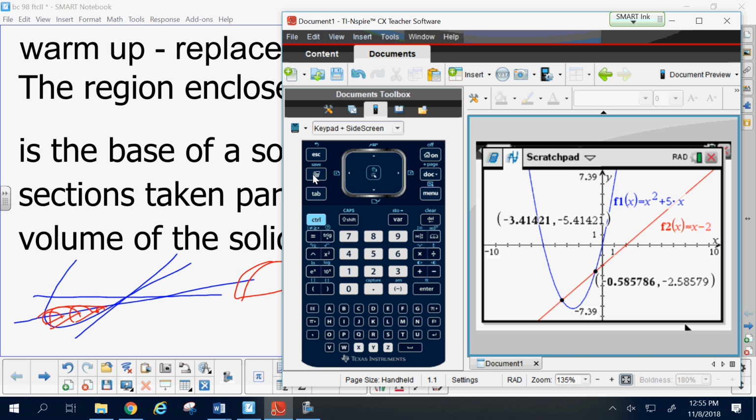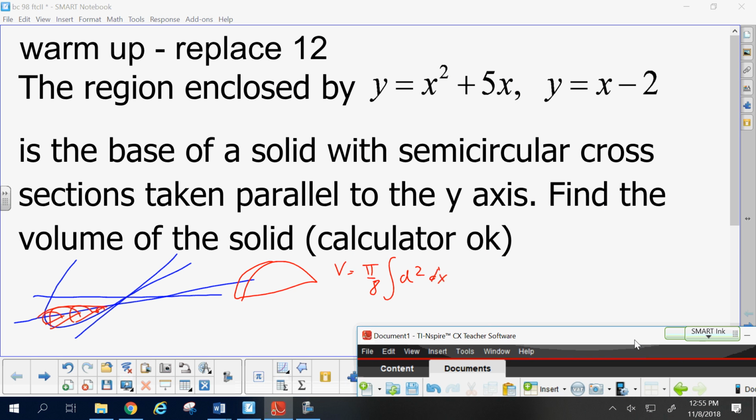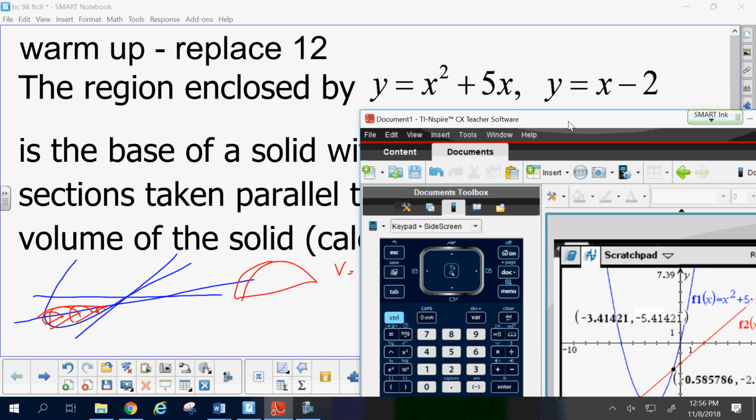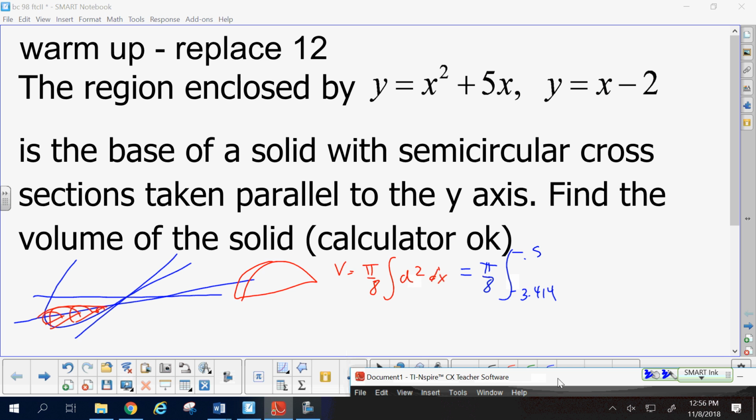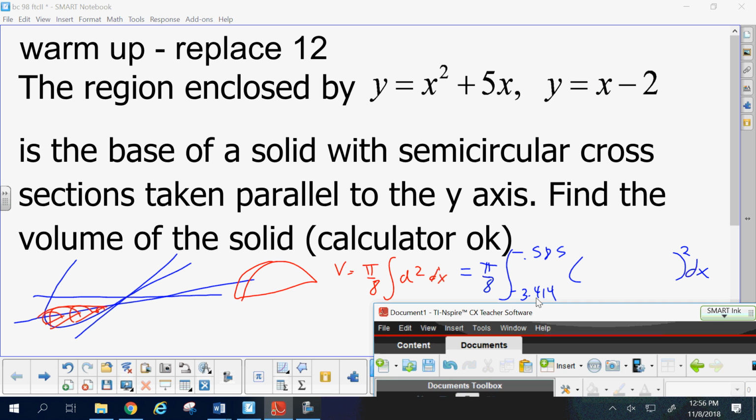All right. So negative 3.414. So negative 0.585. All right. Now we're ready? 2.2. Is that what you have?